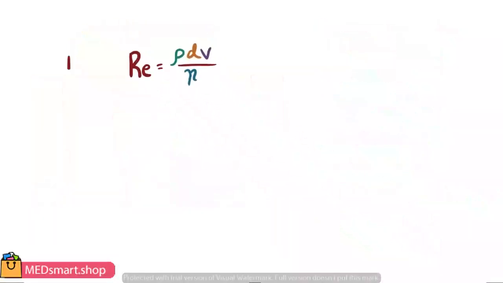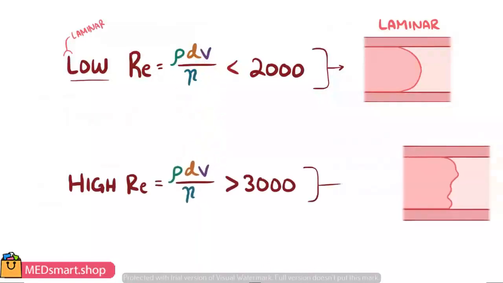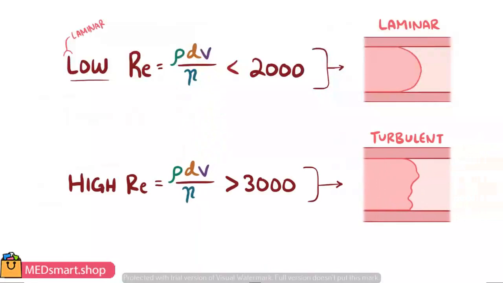Generally speaking, if the Reynolds number is low, below about 2,000, then blood flow will be laminar. Think L for low and L for laminar. But if the Reynolds number is above 3,000, it'll likely be turbulent. A Reynolds number between 2,000 and 3,000 is somewhere in between.